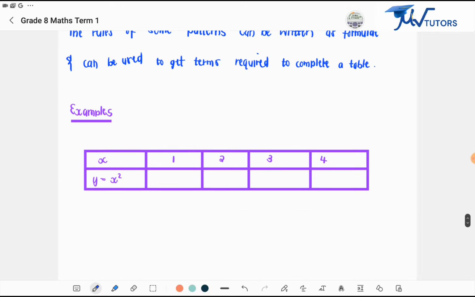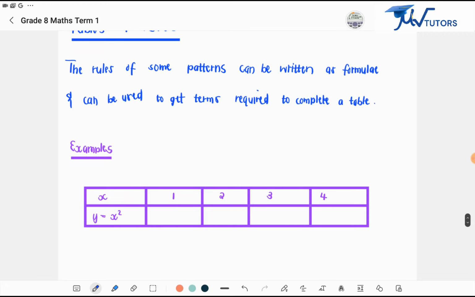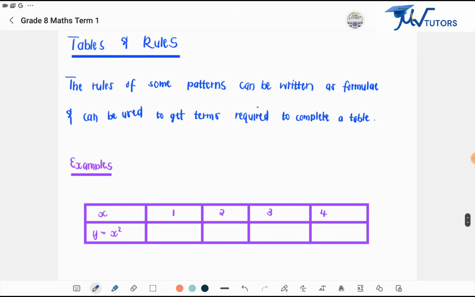Okay, but let's look here. So in this example, we have been given this rule, okay, and the rule is y is equal to x squared. Okay, this is the rule.